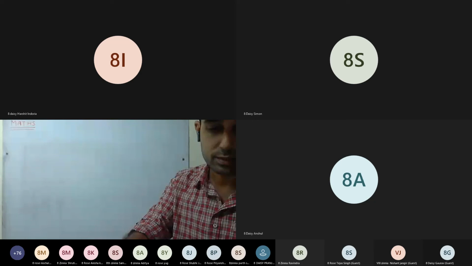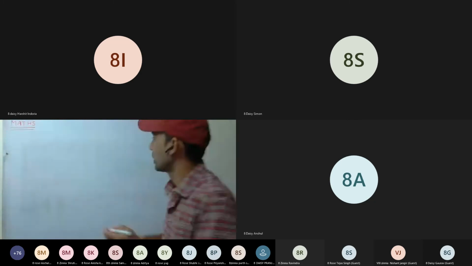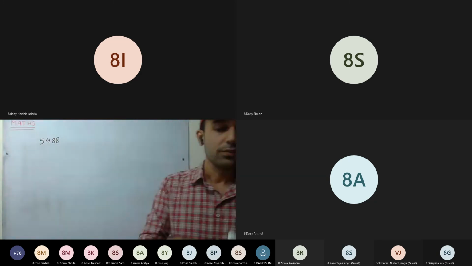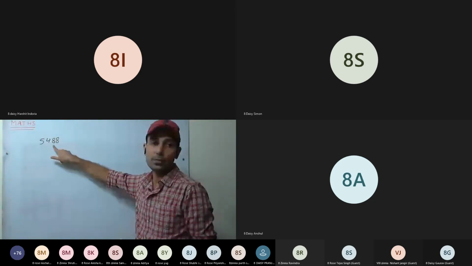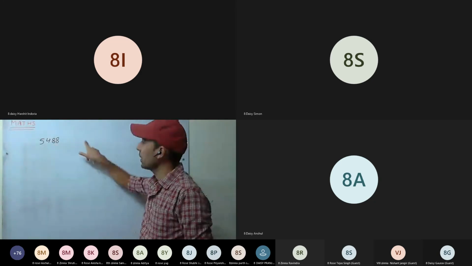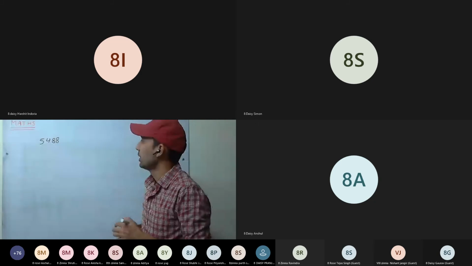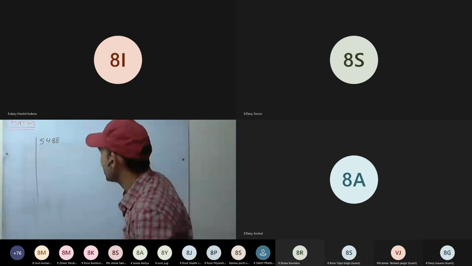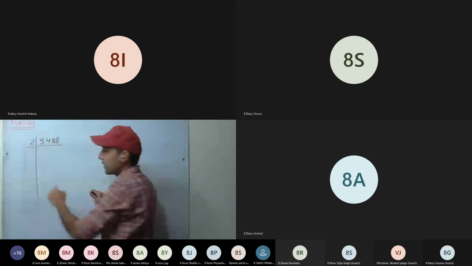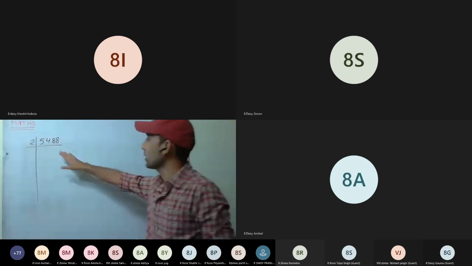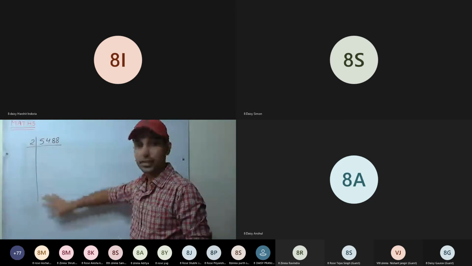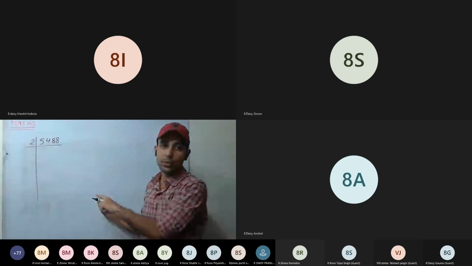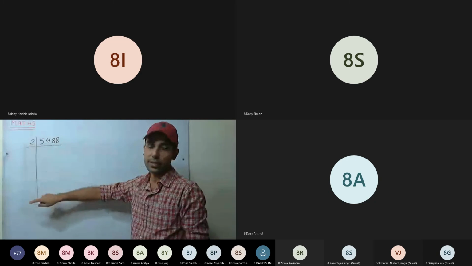So the first number is 5488. Now we have to make it a perfect cube. It is not a perfect cube. By what number must it be multiplied? Okay, so first we will factorize it. Factorize it first. Keep doing it in your notebook. First, we'll find the prime factors.